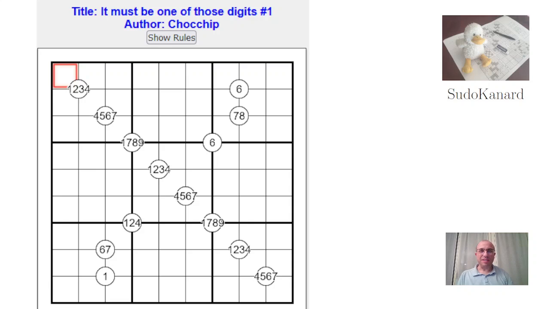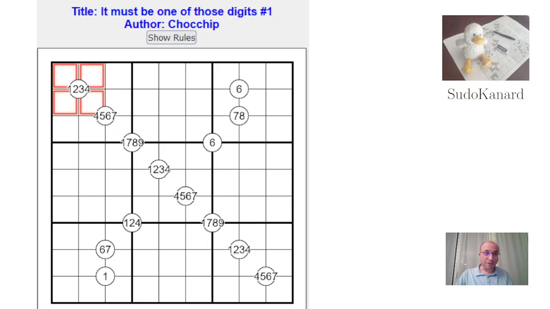Recently I've covered a puzzle by Australian author ChocChip, and here's one more puzzle that I found on his blog. It's called "It Must Be One of Those Digits, number 1", and it's actually a quad Sudoku, which means that whenever you have a circle with numbers overlapping a 2 by 2 set of cells, the digits in the circle must appear at least once in those cells.